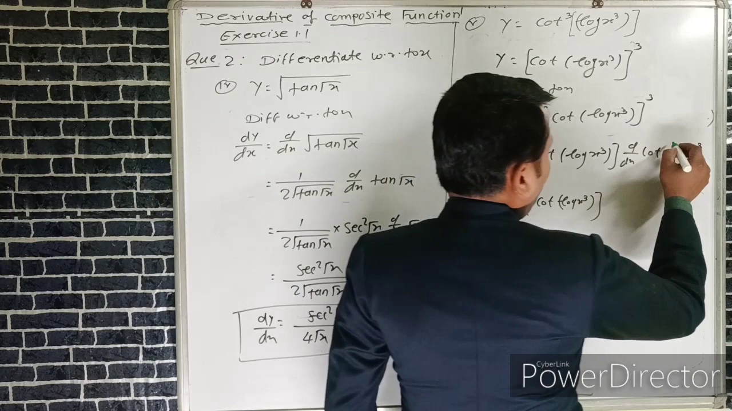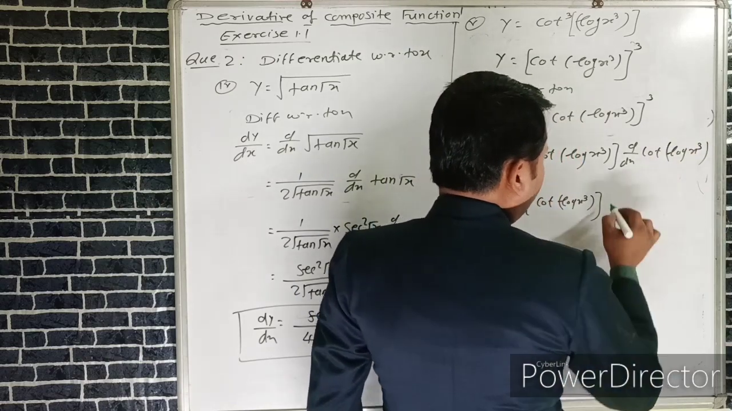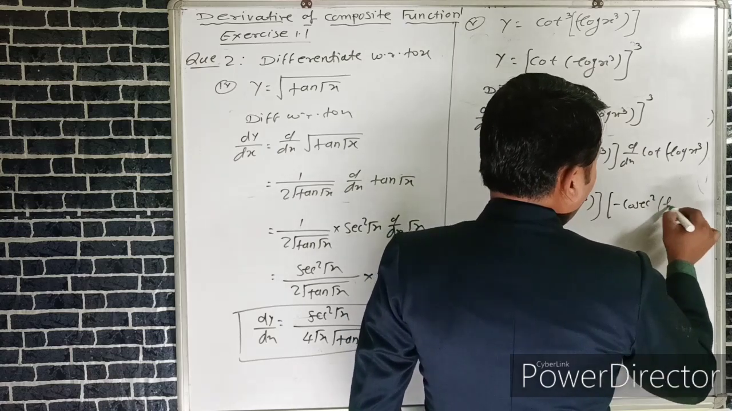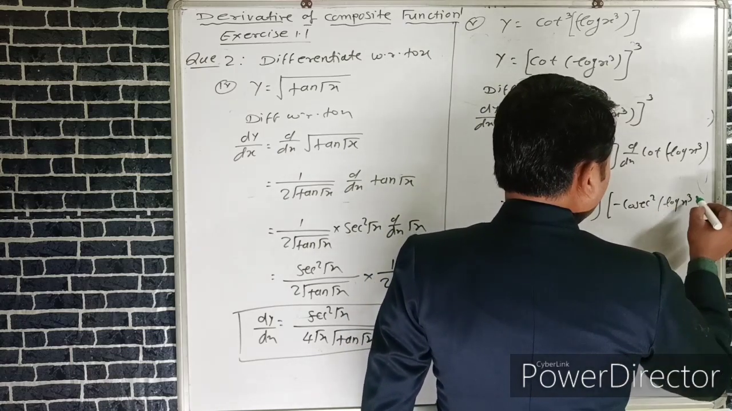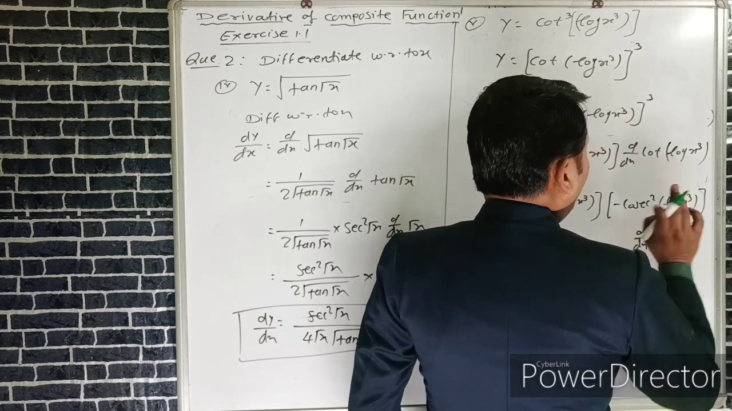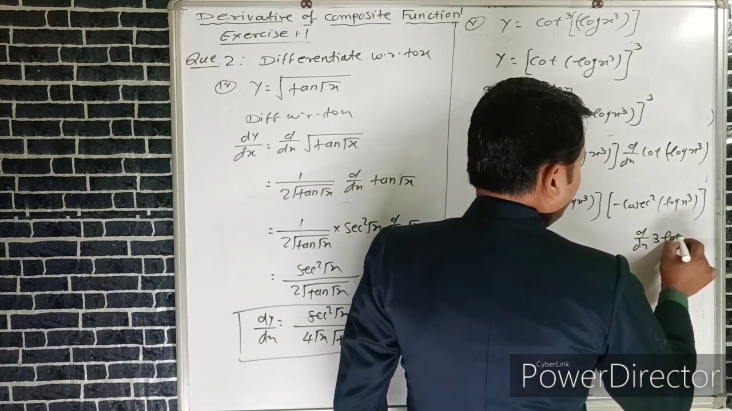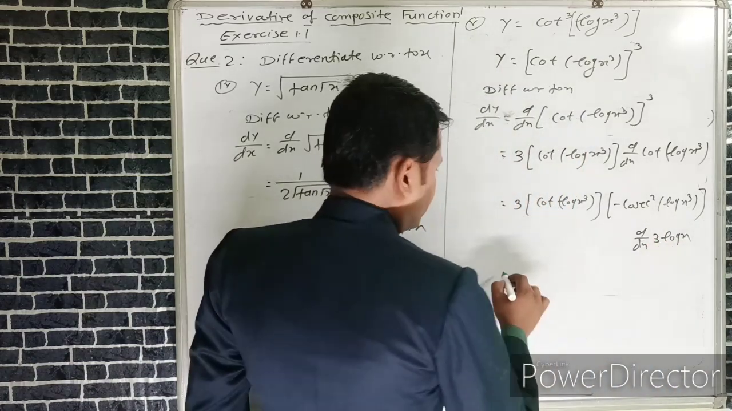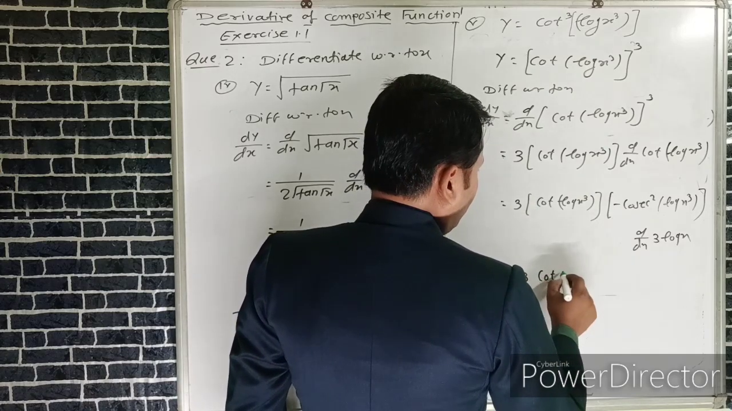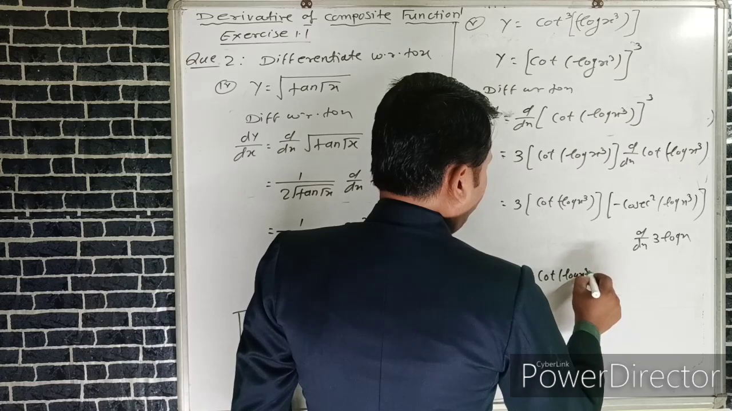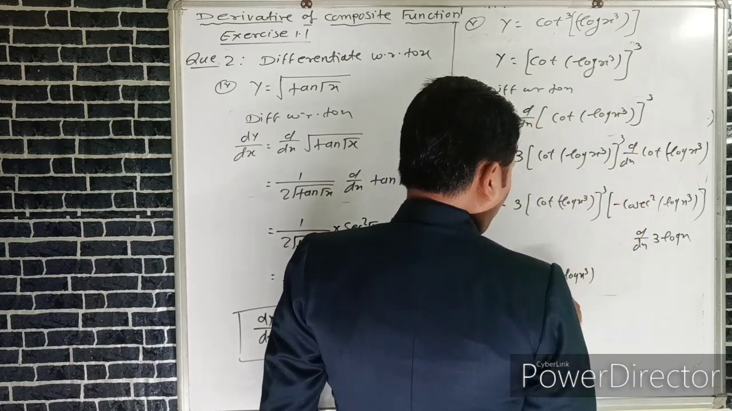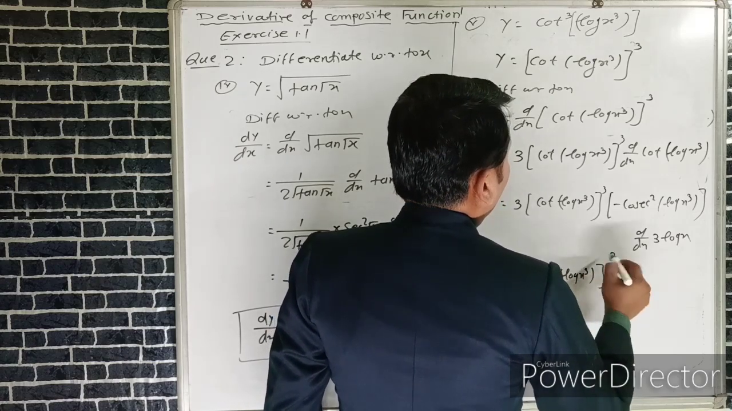The derivative of cot is minus cosec square log of x cube, into again a derivative of log of x cube, which means 3 log of x. After that, plus minus minus 3 cot of log of x cube, whole bracket cube.